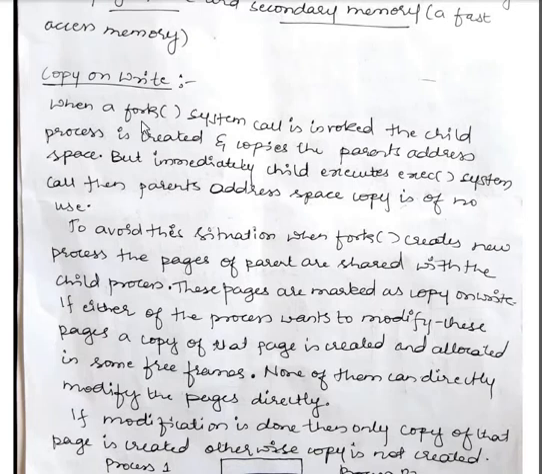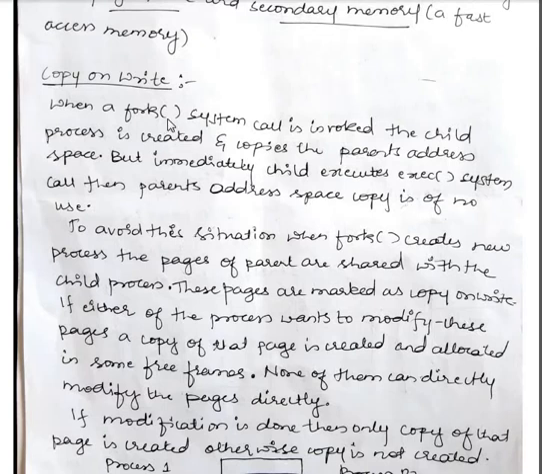So we know that whenever a fork system call is executed, a child process is created. When a child process is created, it has the ability to duplicate the same address space of the parent. What threads are present in the parent, all those will be duplicated in the child process. After duplicating this, the child process will execute the exec system call. When this exec system call is executed, the parent's address space will be replaced by the child's address space. So there is no meaning in copying the parent's address space at the beginning, is it not?